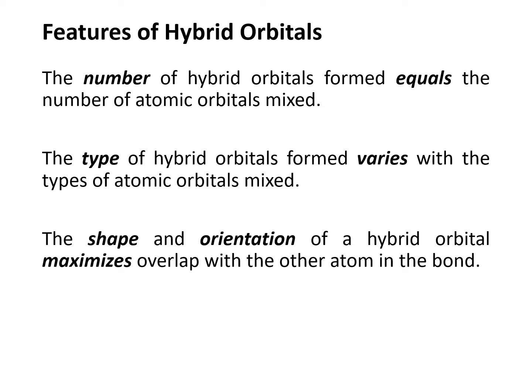Some features of hybrid orbitals are: 1. The number of hybrid orbitals formed equals the number of atomic orbitals. 2. The type of hybrid orbitals formed varies with the types of atomic orbitals mixed. And we'll look into this further in greater depth during the following slides. Thirdly, the shape and orientation of a hybrid orbital maximizes the overlap with other atoms in the bond.